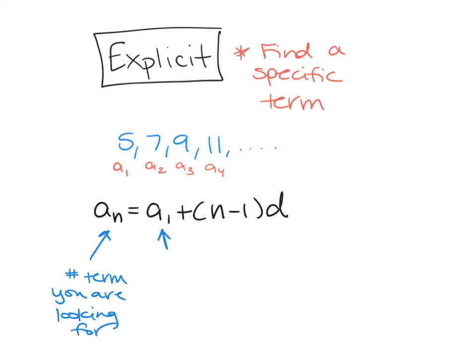A sub 1 is your first term. N, again, is the number term you're looking for. And then d is the common difference.